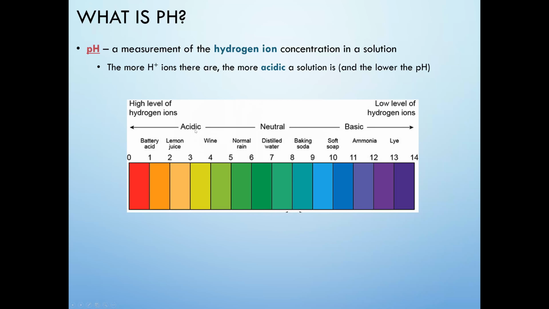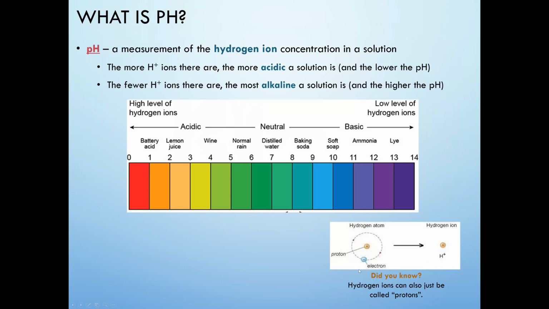So as the pH number gets larger, your solution becomes more basic or alkaline, and that is because you have a lower level of hydrogen ions. And did you know that hydrogen ions can also just be called protons, because a hydrogen atom is made up of a single proton and a single electron, and that electron gets taken away to make the ion. So essentially, a hydrogen ion is just a single proton.